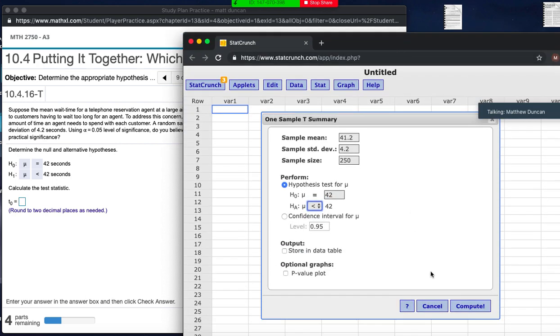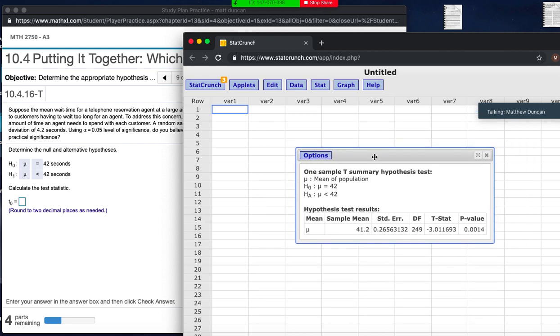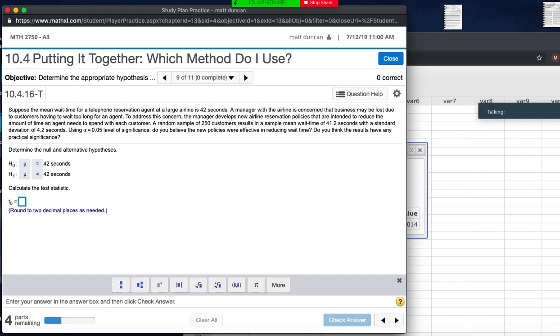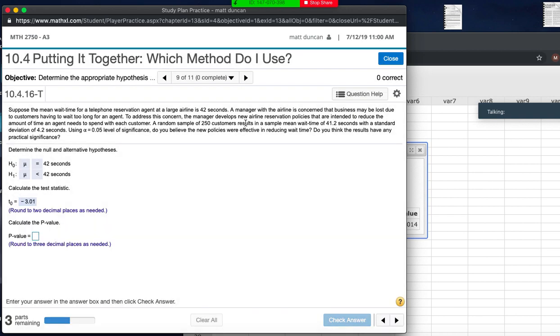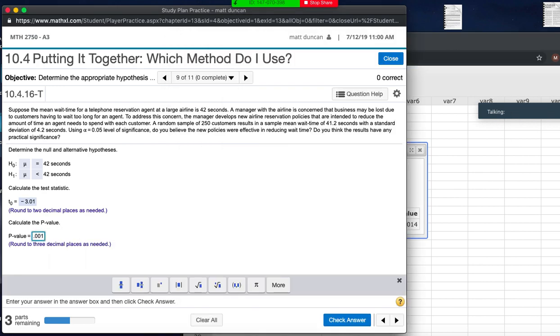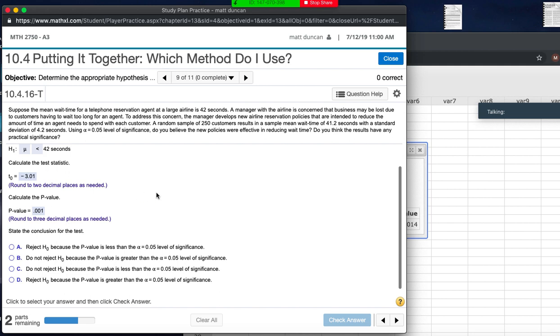So this question is asking, did they actually reduce wait times? This one looks like they are, right? So the test statistic is negative 3.01, p-value of 0.0014. So that's 0.001. Okay, and so here we go. The p-value in this case is below the alpha, right? Our alpha is 0.05. So we're going to reject the null, so it's got to be A or D. We're going to reject the null because the p-value is less than alpha, right? So that's our correct answer.